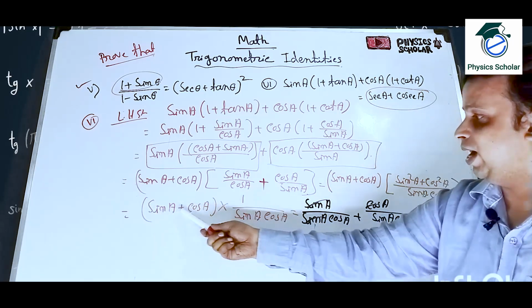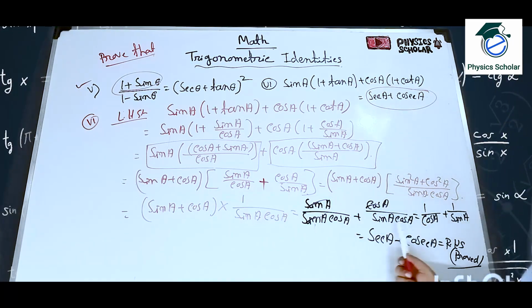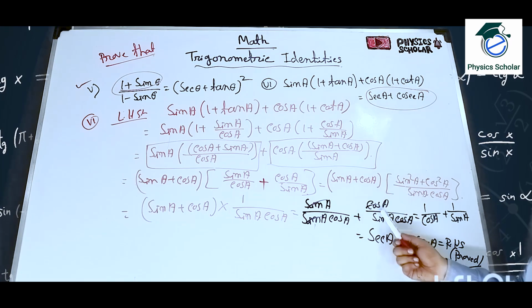Now we can write sin A divided by the whole denominator plus cos A divided by the whole denominator. So sin A will be cancelled, so 1 by cos A plus, cos A will be cancelled.